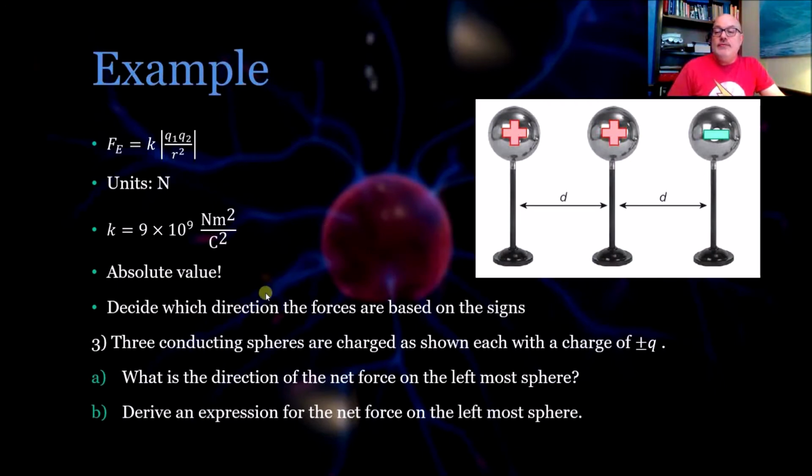Here's our first one. I have 3 conducting spheres that are charged as shown, each with a charge of either plus or minus Q. So this was a plus Q, and a minus Q. What's the direction of the net force on the leftmost charge? And derive an expression for the force on this leftmost charge. So I'd like for you to work that out, and then I'll do it with you.